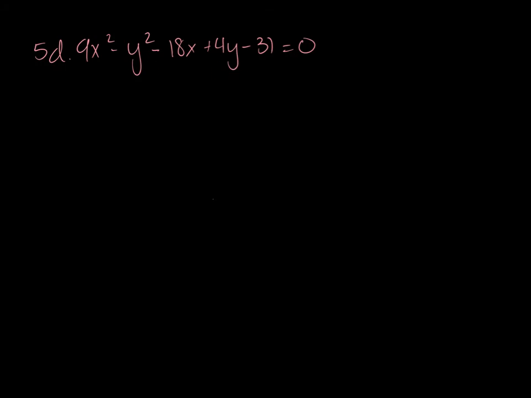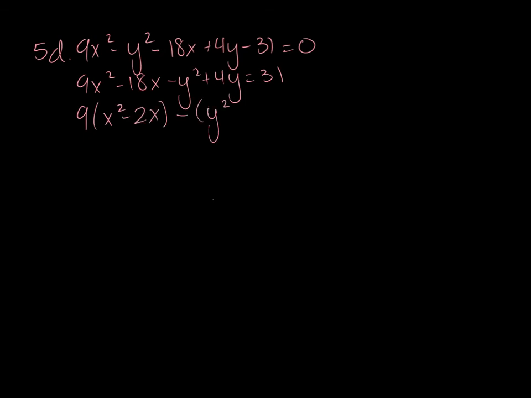So what I'm going to do is I'm going to get all the x's together, all the y's together, and move the 31 to the other side. So I have 9x squared minus 18x minus y squared plus 4y equals 31. I'm going to factor out a 9 from the x's and a negative from the y's. Okay, and then I'm going to complete the square. I've got 9(x minus 1) squared minus (y minus 2) squared equals 31.